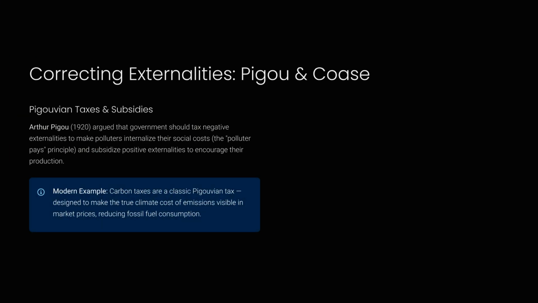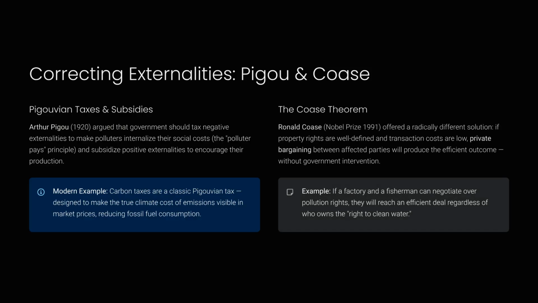Arthur P. Gu suggested using government intervention, such as taxes on negative externalities, to internalize social costs. Conversely, the Coase theorem states that if transaction costs are low and property rights are defined, private bargaining can achieve the efficient outcome without government.